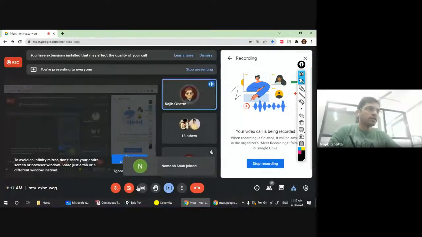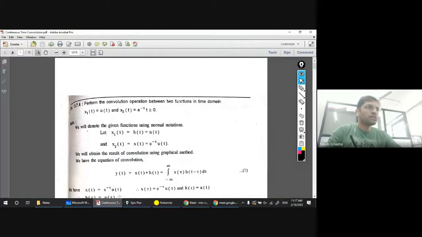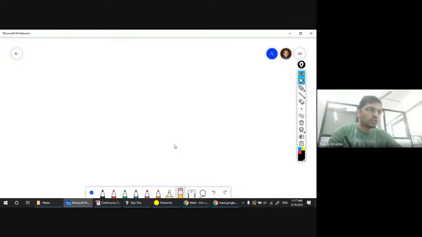Okay, so let's start with today's session. We have seen convolution, what is the meaning of convolution, in the previous session, if you remember. And this is what we have derived, if you try to recall.